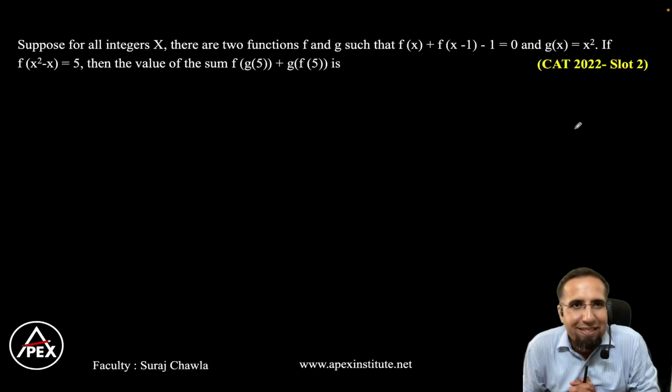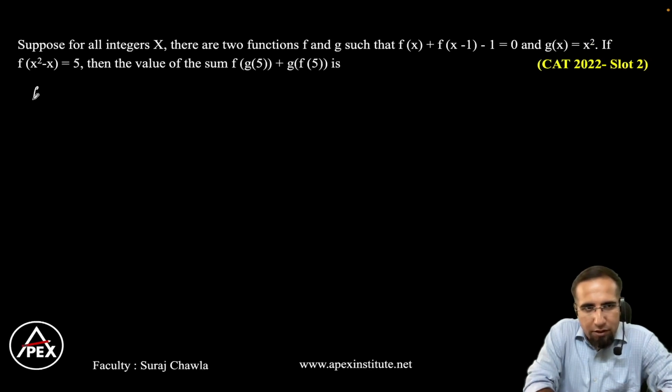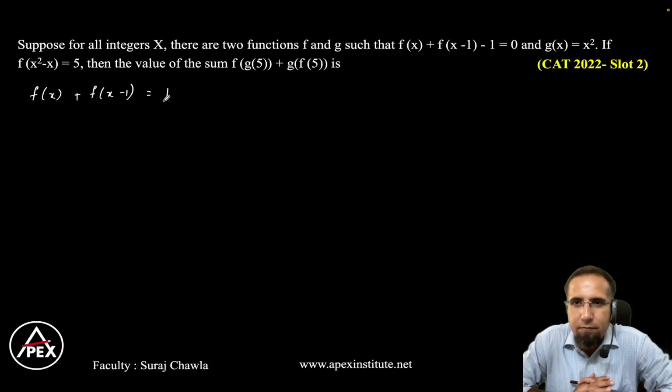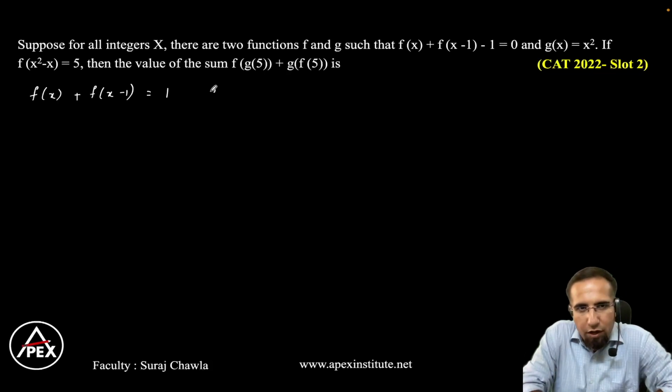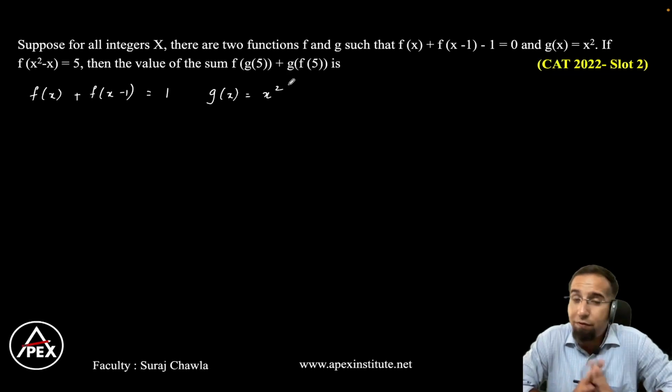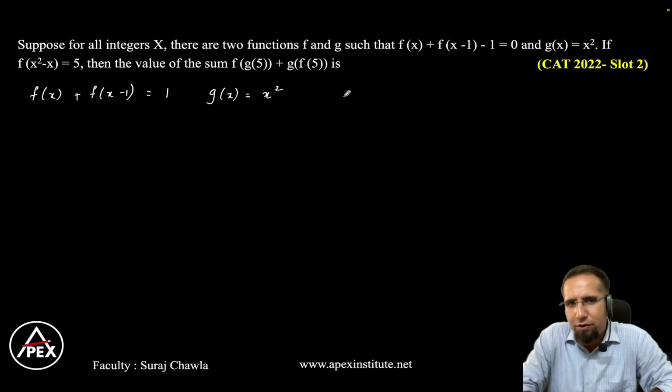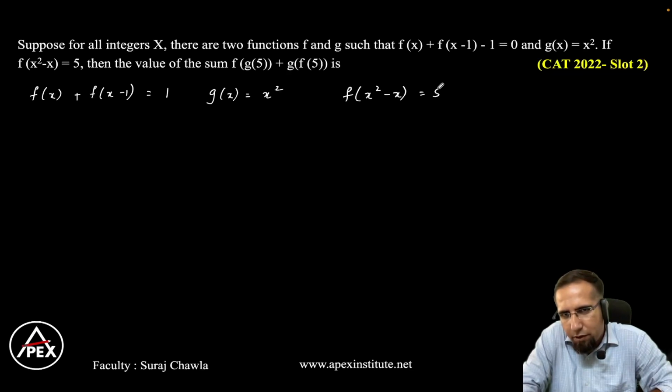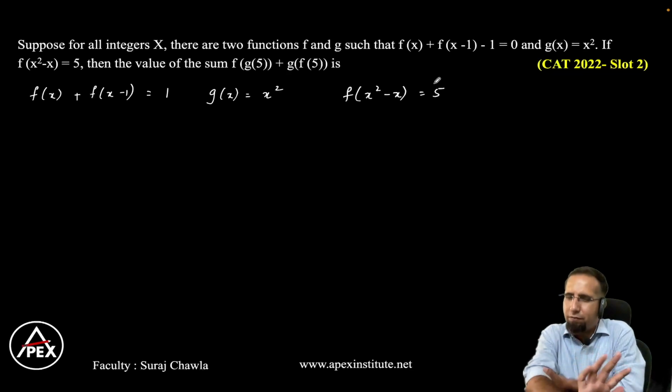Now, this question says, suppose for all integers x, there are two functions, f(x) plus f(x minus 1). So let's understand this way. f(x) plus f(x minus 1) is equal to 1. And similarly, we have g(x) is equal to x square. So we have two functions. Now f(x square minus x) is equal to 5. Now this is a beautiful part. Whenever I am looking at f(x square minus x) is equal to 5, that means for any value of x, the value will be 5.